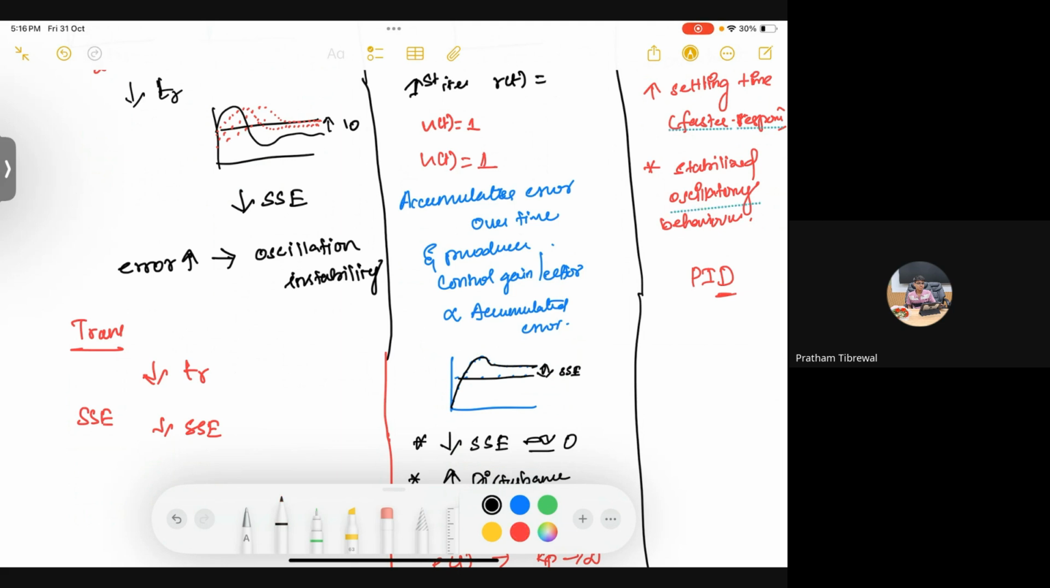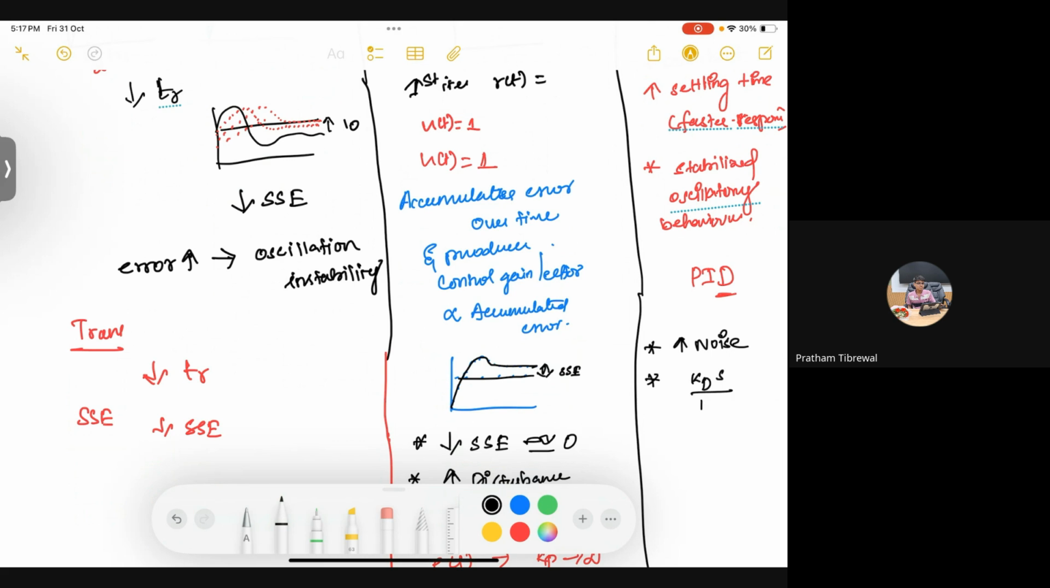And as usual, there are some limitations to D also. It might increase the noise of the system, or it amplifies the noise that is already there. And implementing this is a little bit difficult, as we have to implement it as a filtered derivative.